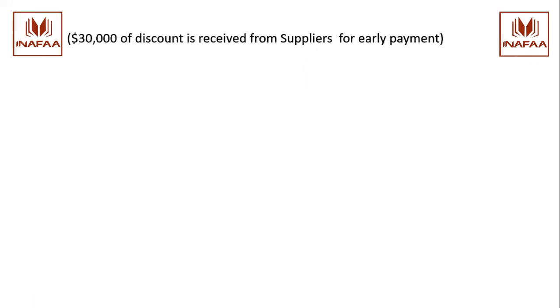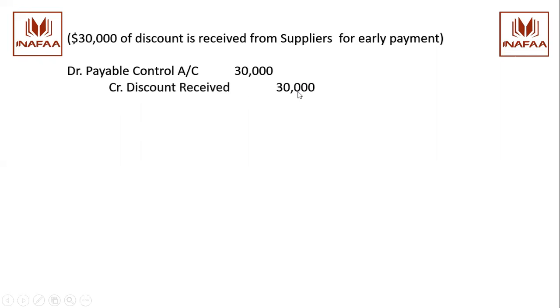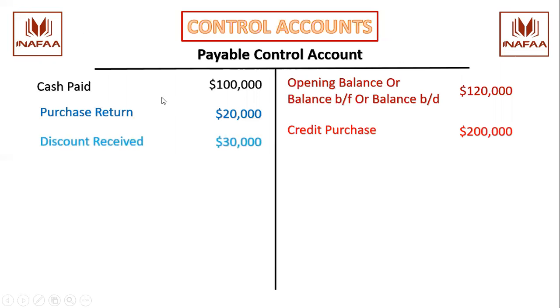Okay, moving to the next transaction. 30,000 of discount is received from suppliers for early payment. For the customers, it was discount allowed, but for the suppliers, the business actually receives discount. So discount received is an income. We already have discussed that. On the other hand, our liability will also be reduced. So I will debit payable control account with 30,000 and credit discount received 30,000 as an increased income. I will record this 30,000 on the debit side of the payable control account, 30,000, the reference being discount received.